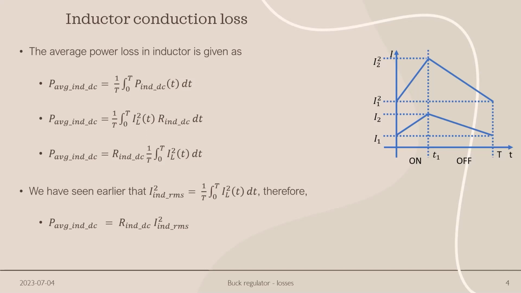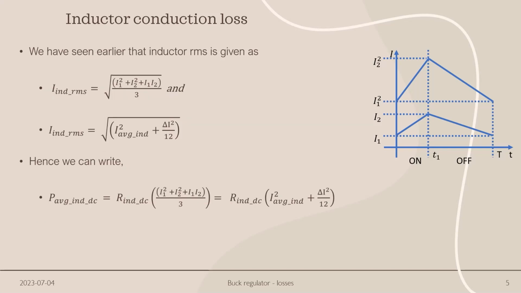Now, the average power is given as the integration of power over one cycle. Let us substitute the value of power loss equation from our previous slide. Since the DC resistance is constant, we can take it out and now we have to integrate only the current. From our previous video, we have seen that inductor RMS current is equal to this. We can substitute this in the above equation to get average inductor power, that is the product of square of inductor RMS current and the DC resistance.